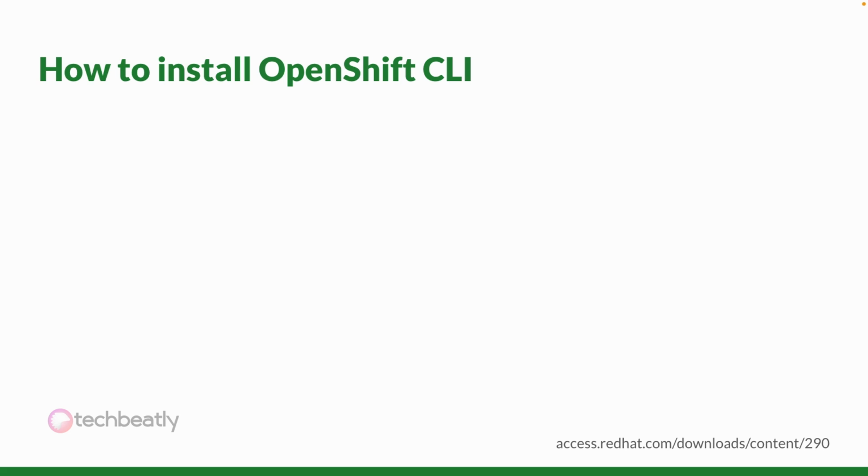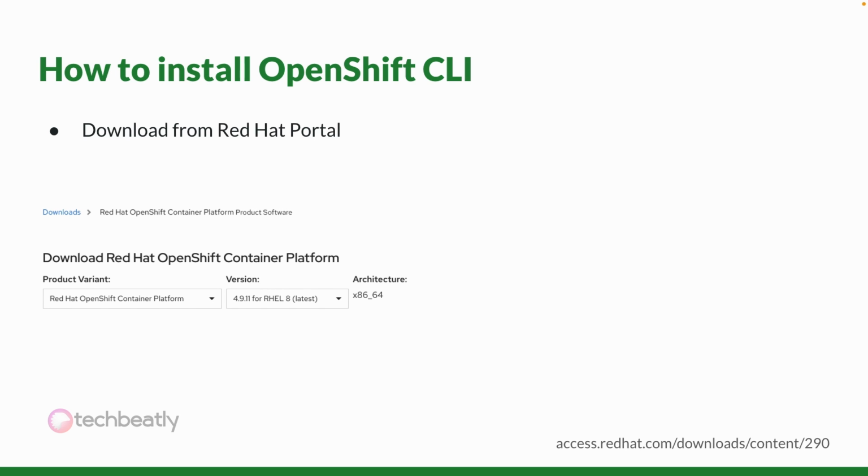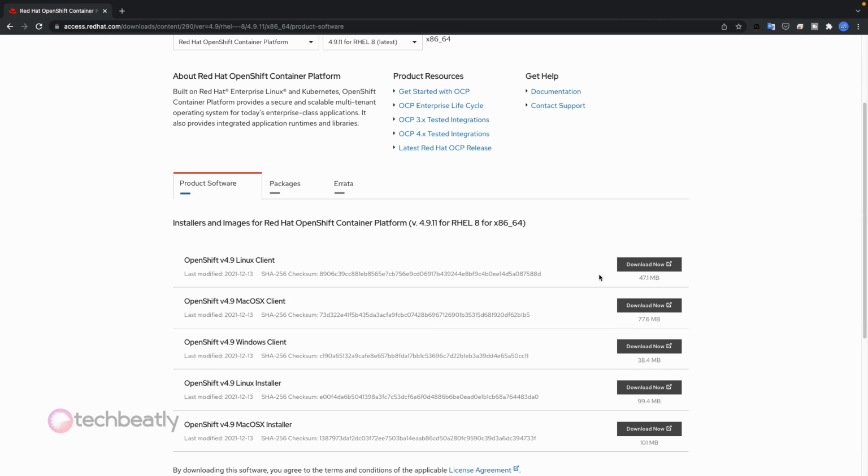How to install OpenShift CLI? To install OpenShift CLI utility, you need to log into the Red Hat portal. Then you have to download the correct client package for your operating system like Linux, MacOS, or Windows.